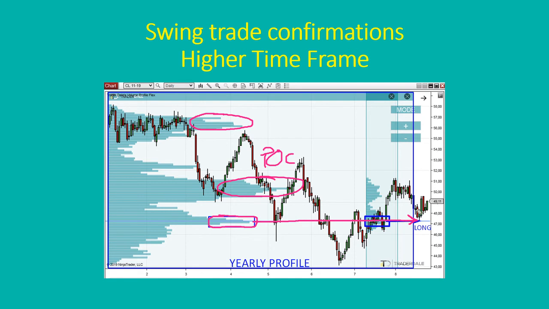Alright, so that's about it. That's about the confirmations. Always look for those. The more confirmations and confluences you can find to your trading level, the better.